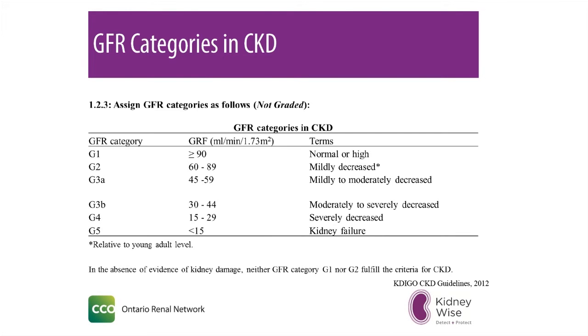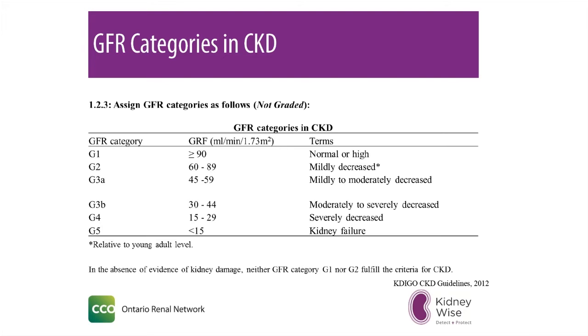This next slide focuses back on GFR, which was referred to in the previous slide. If you notice, there are 6 categories of chronic kidney disease based on GFR. What's important here is that in isolation, a GFR greater than 60 is not considered chronic kidney disease.